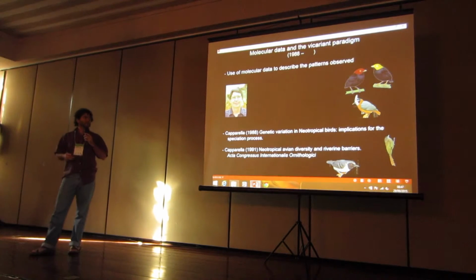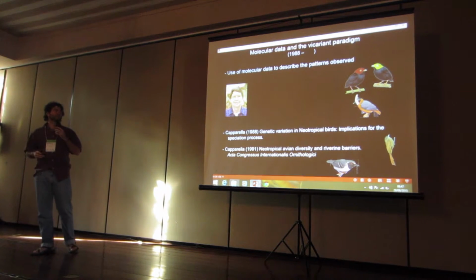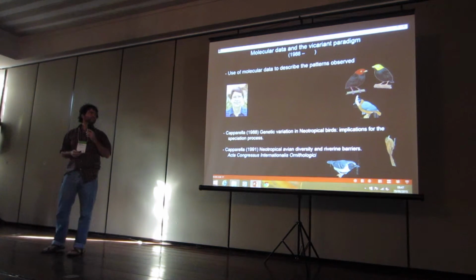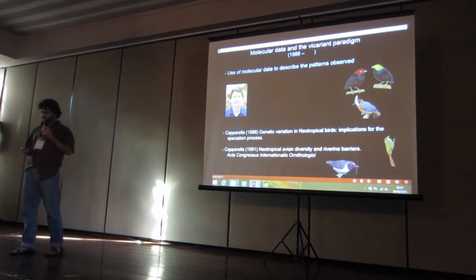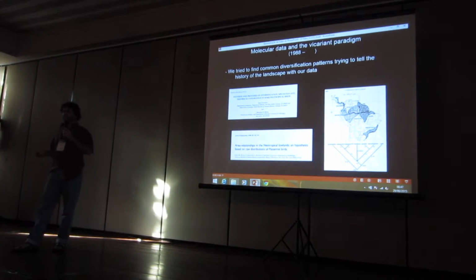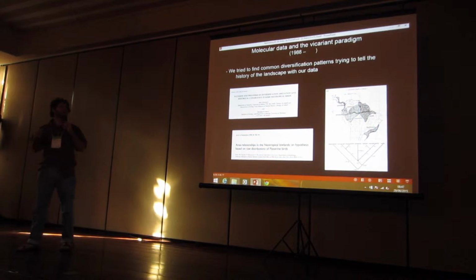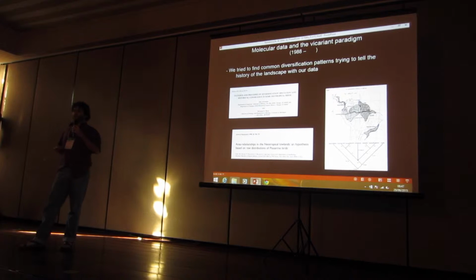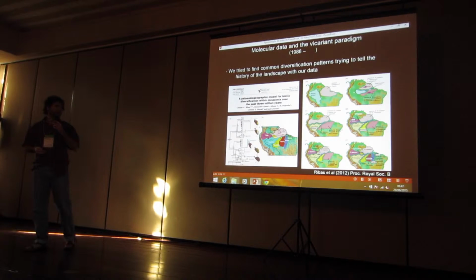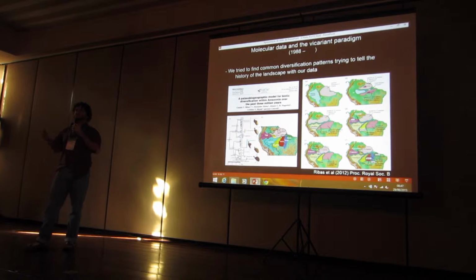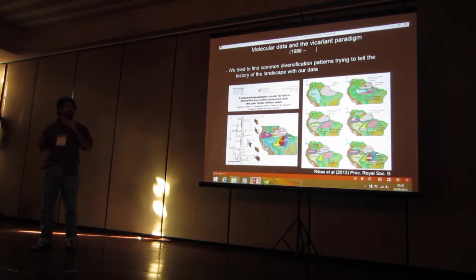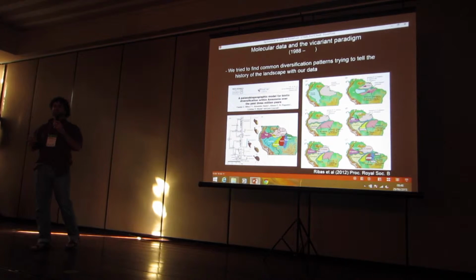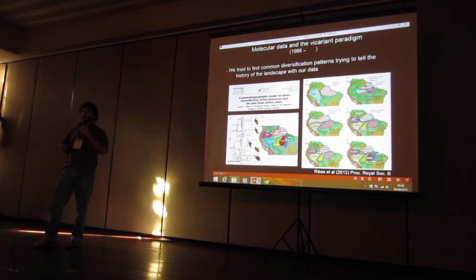But I think we're now at the end of another era, which is the molecular data and the Beccarian paradigm, which I think was first started by Angelo Caparella's great work on the Napo River. So during these almost 20 years, we've been trying to find common diversification patterns and trying to fit the history of the landscape with our data. We've seen a lot of cladograms, a lot of phylogenies, and I think the pinnacle of this approach was a very good paper of Camila and collaborators. But basically, we're trying to model the history of the Amazon based on one particular phylogeny.